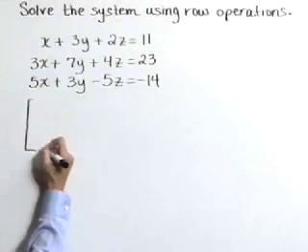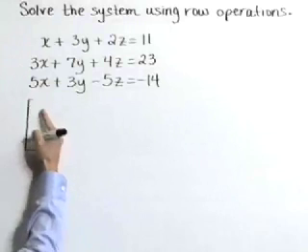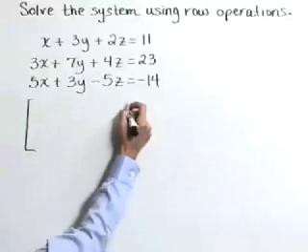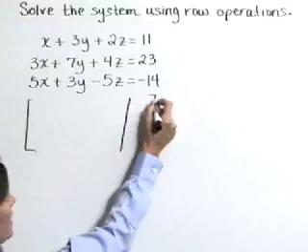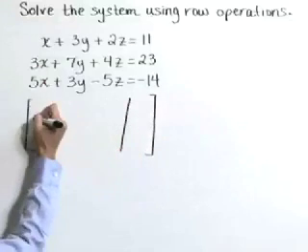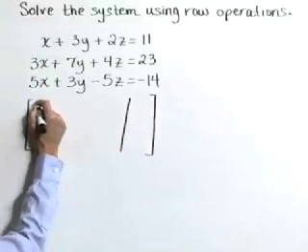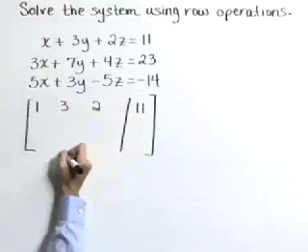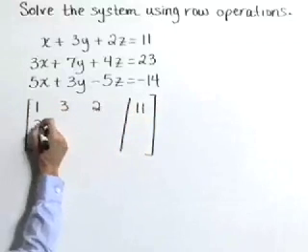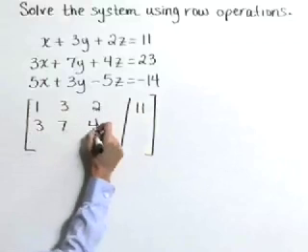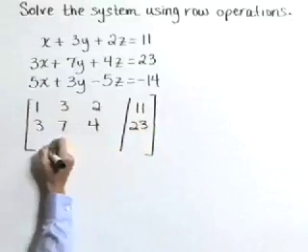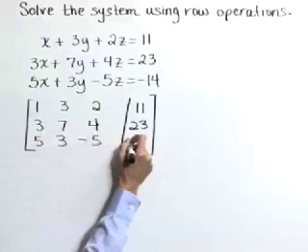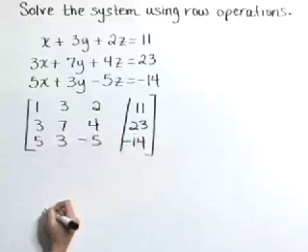Here we pull our coefficients out of the system, our coefficients of x, y, z, and then our number terms over here on the right-hand side of that matrix. So that first equation in coefficient form is a 1, 3, 2, 11. Second equation, 3, 7, 4, 23. Third equation is a 5, 3, -5, and a -14.